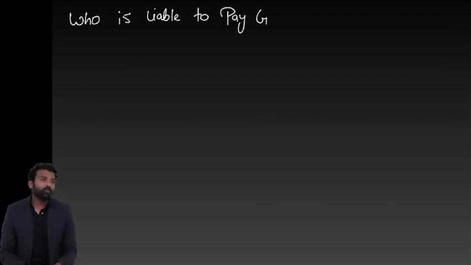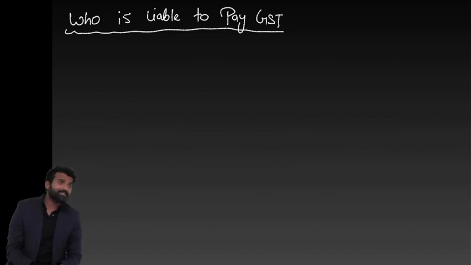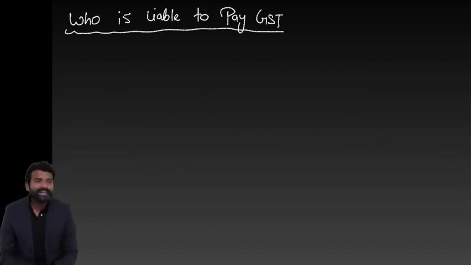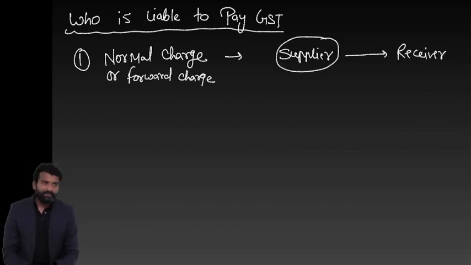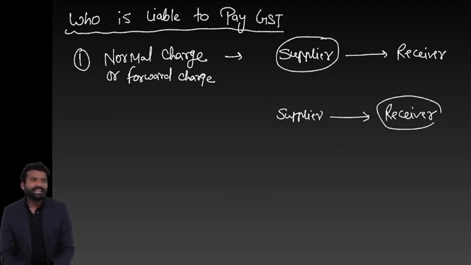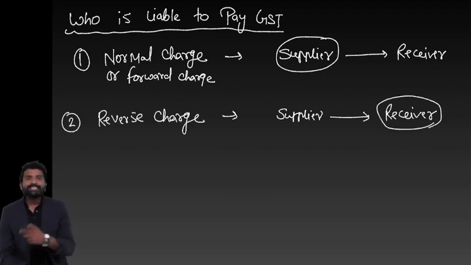One more question that is covered in section 9 is who is liable to pay GST. This is very interesting. I think there are two parties involved in any transaction. One is called the supplier and another is called the receiver. Yes, there are two parties involved in each transaction, seller and buyer. In GST, we call them supplier and receiver.